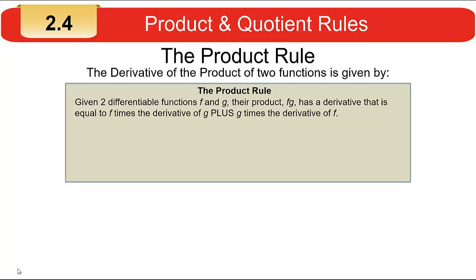The product rule says the following. If you have two differentiable functions, f and g, their product, f times g, has a derivative that's equal to f times the derivative of g plus g times the derivative of f. It's the sum of the product of each factor with the derivative of the other. Symbolically, you would see something like this. The derivative of the product f times g is f times the derivative of g plus g times the derivative of f.